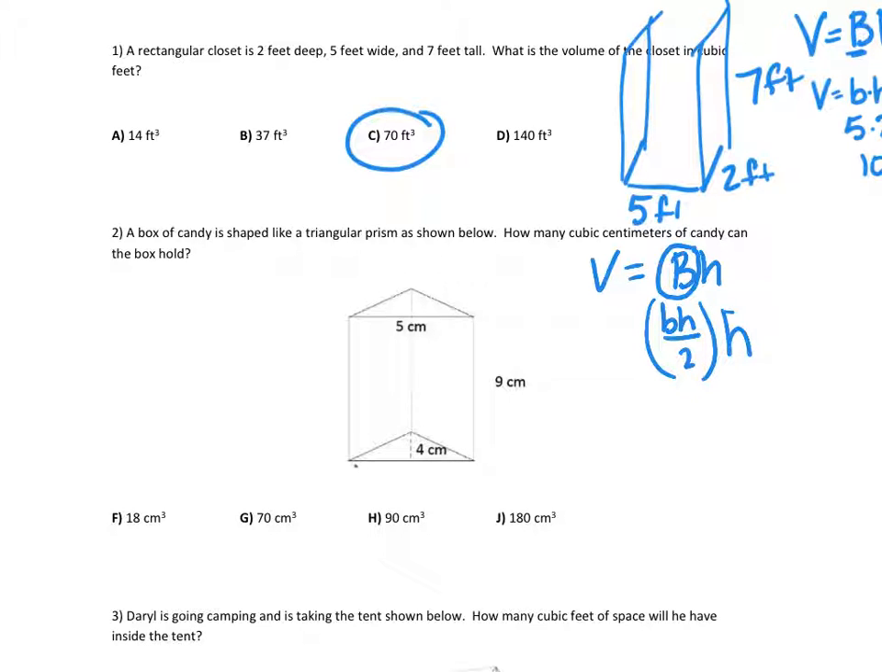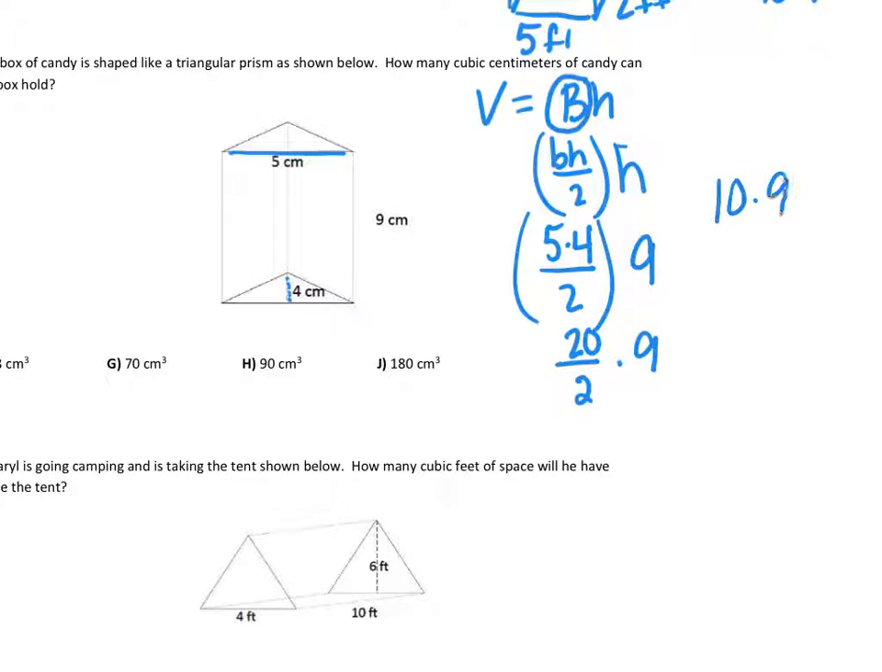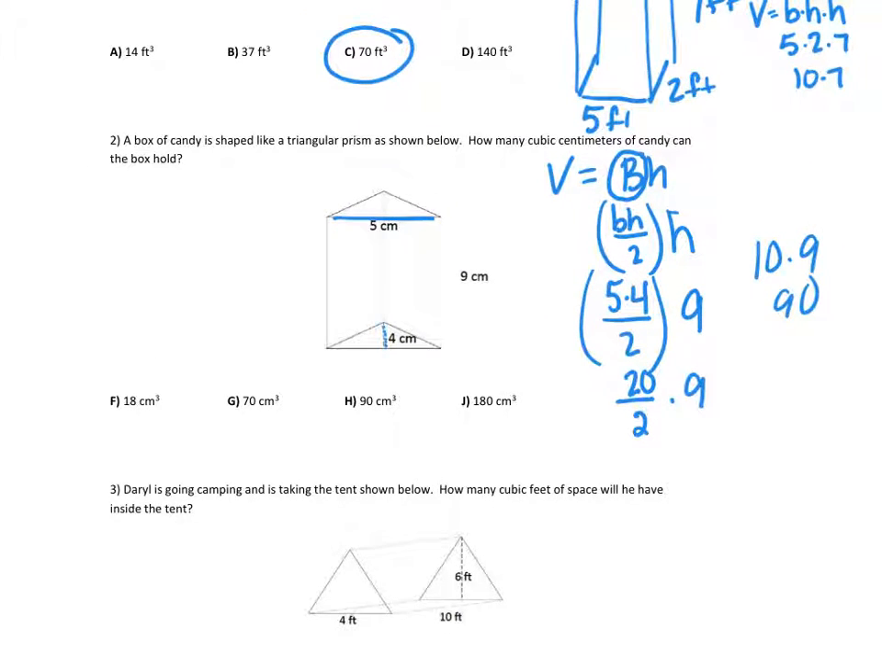Okay, so the base of the triangle is this 4 right here. Or actually, nope, I'm sorry, I misspoke. The base of the triangle is this 5, because look at where it's at. This 4 is describing this, so 5 times 4 divided by 2 times the height of the prism, which is 9. So 5 times 4 is 20. 20 divided by 2 times 9. 20 divided by 2 is 10. 10 times 9 is 90. Okay, so number 2 is 90 centimeters, and make sure it's cubed because it is volume.